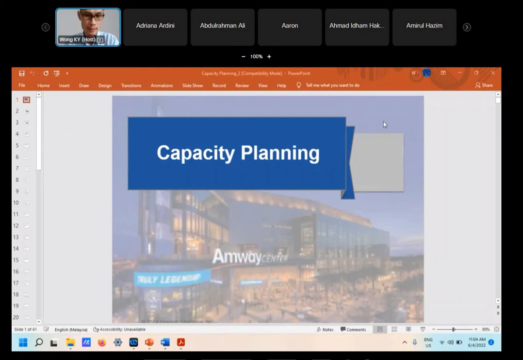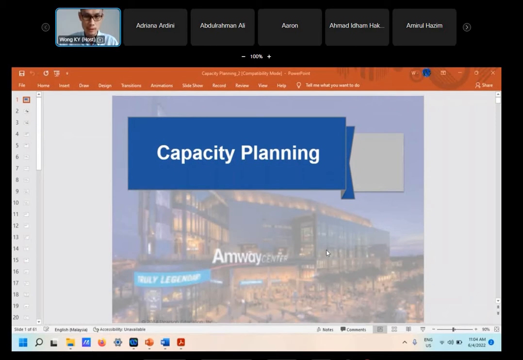If you remember, the first thing factories will normally do is forecasting, right? Because they need to know what the customer wants. They have to forecast the customer demand first before they can start the production. So after forecasting, they will proceed to some kind of planning first, okay, before they can start production. One of the important types of planning is called capacity planning.